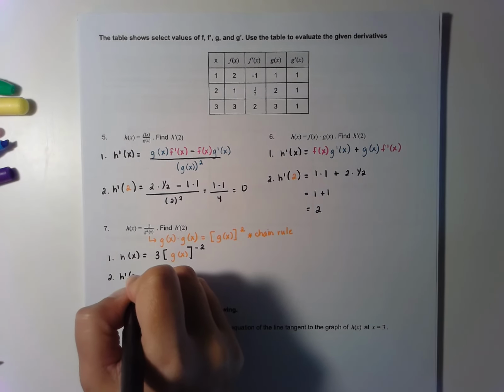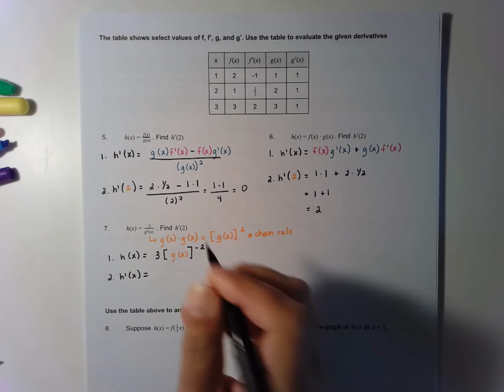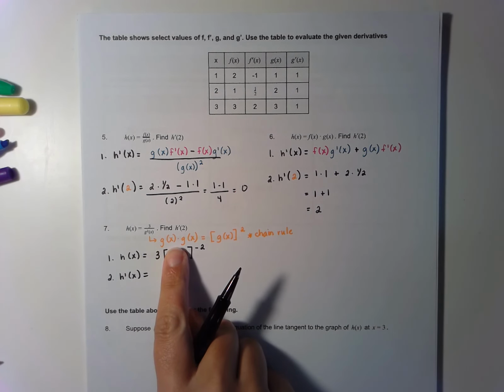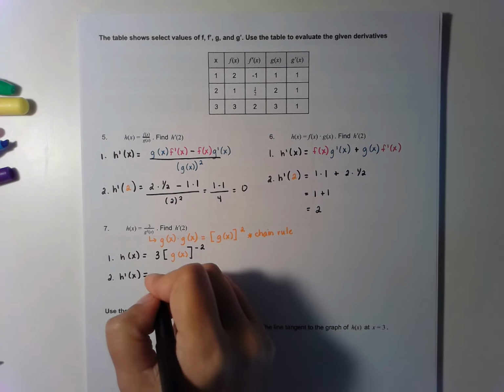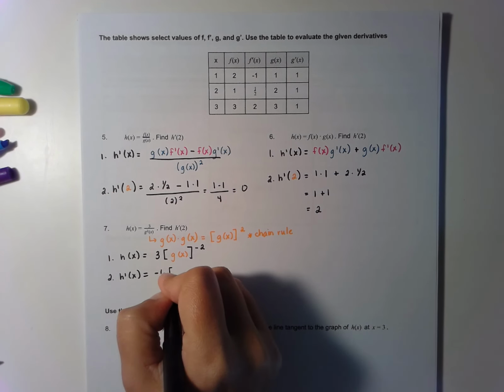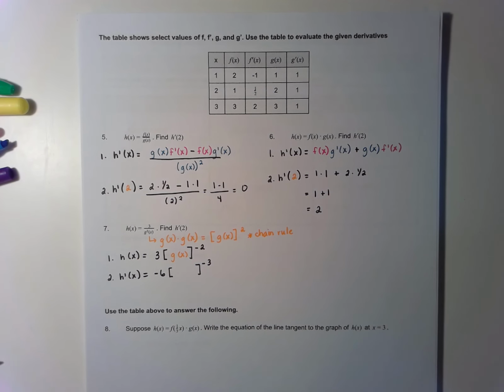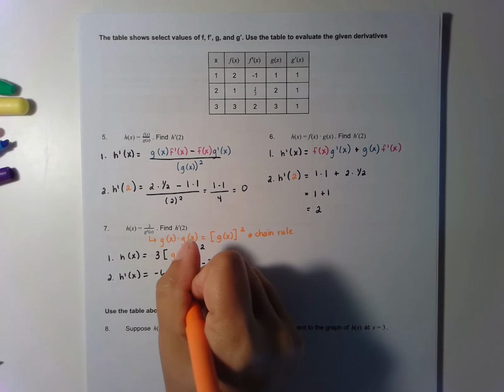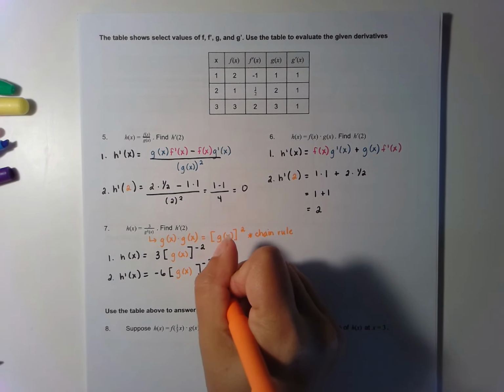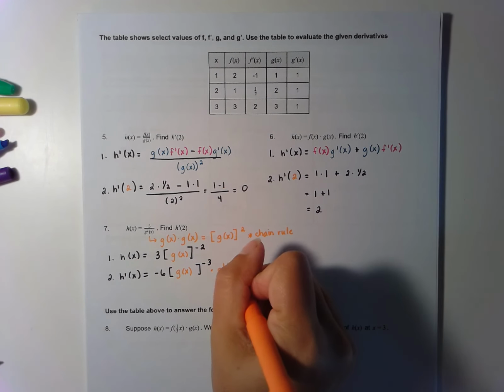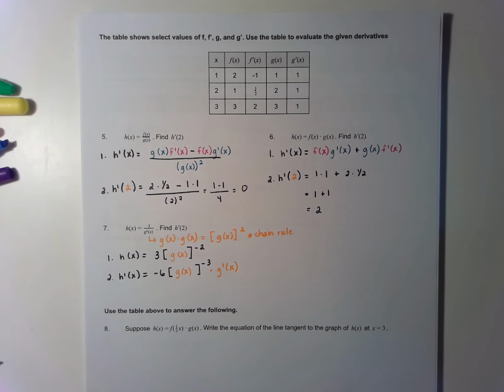So h prime of x would be equal to, I'm going to start with the outside. So the derivative of something to the negative 2 power means I would have negative 6. And then if I subtract 1, it would be the negative 3 power, and I would leave the g of x alone, times the derivative of the inside, which would be g prime of x.